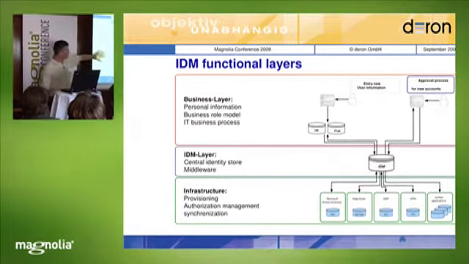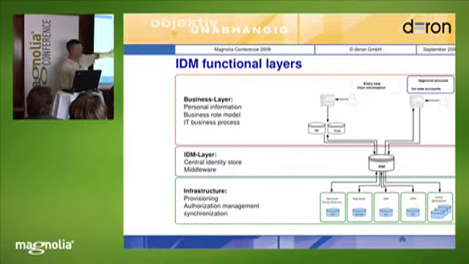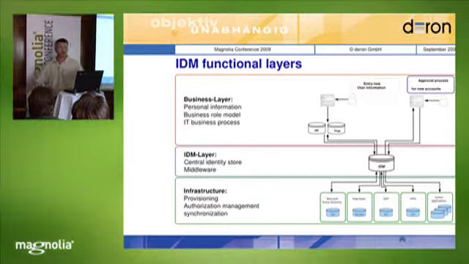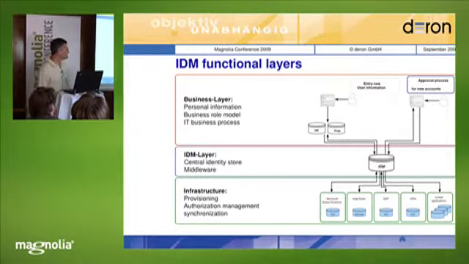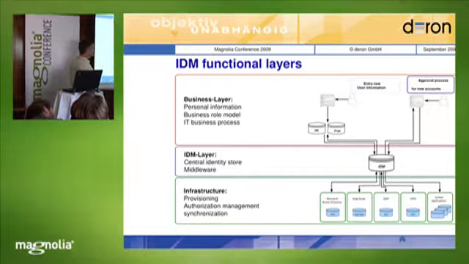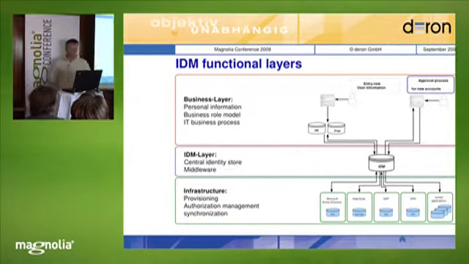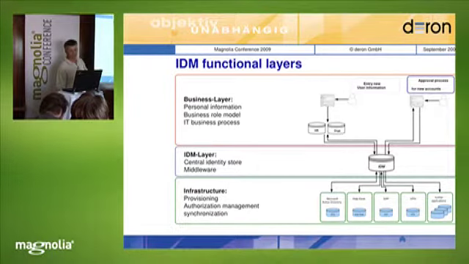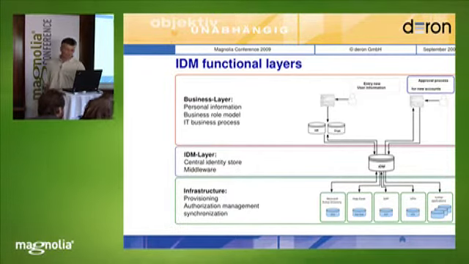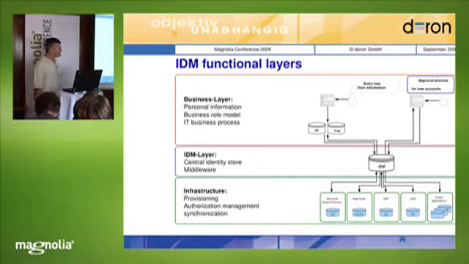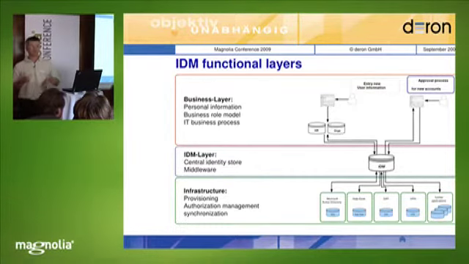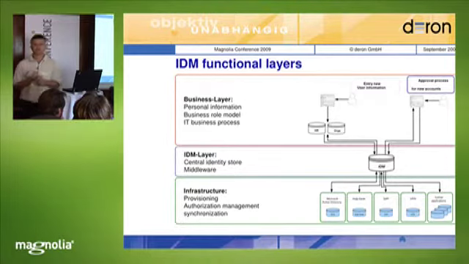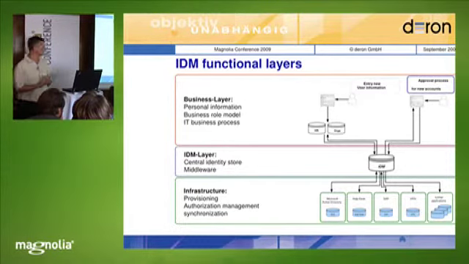In the next layer, we have a middleware called identity management system. And typically, we have a central identity store. It can be a directory, it can be a database, but it's just a middleware. And we have the infrastructure layer. In the infrastructure layer, at a high level view, we can say, okay, we have accounts and we have rights for these accounts, permissions for these accounts.